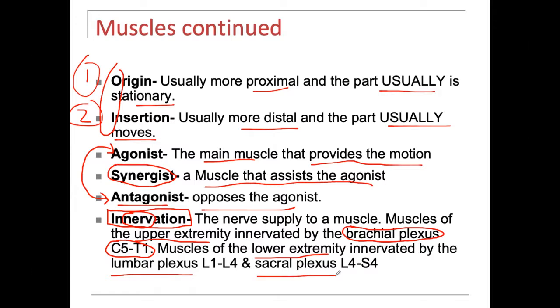Nerves must go to a muscle to make them contract. If you cut the nerve, the muscle dies. The more a nerve is stimulated, the more a muscle grows. If the nerve is not stimulated, then the muscle weakens. Okay, and there's ways of measuring that. So those are important terms.